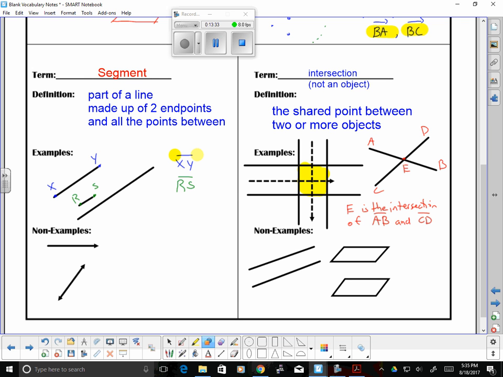All right, so that's the last of our terms. Let's go ahead and try the second set of our example problems.